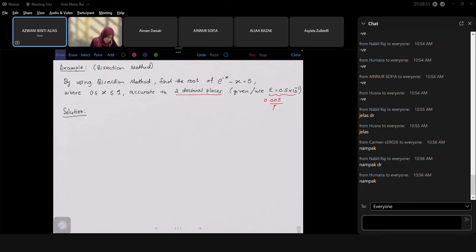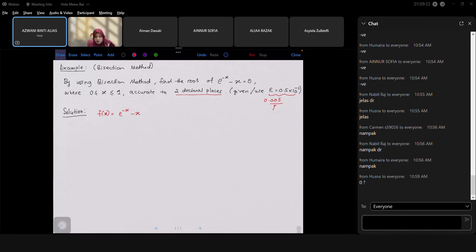From the question, we know that the given fx adalah exponent to the power of negative x minus x. This is fx. Kita tahu dah initial value daripada soalan ni. What is the initial value? Ada tak initial value?